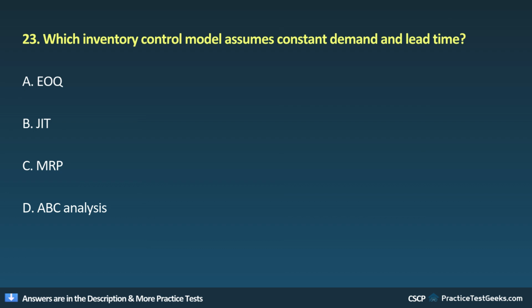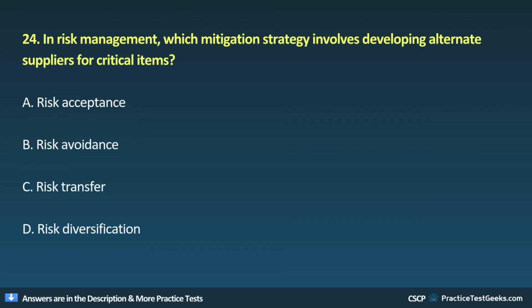23. Which inventory control model assumes constant demand and lead time? A. EOQ. B. JIT. C. MRP. D. ABC analysis.